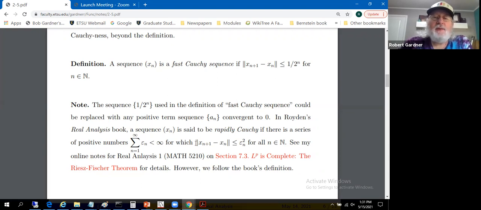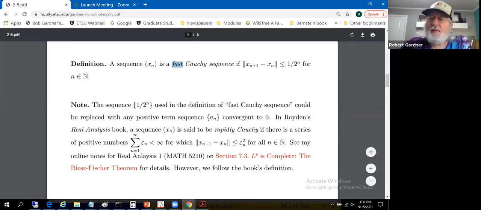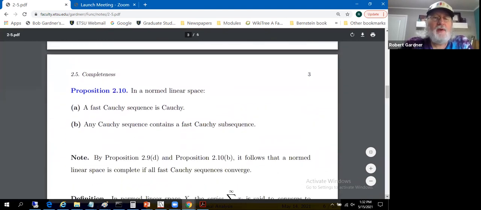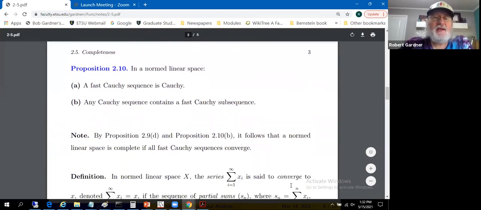Anyhow, you might see this somewhat different definition, similar but different verbiage, fast Cauchy sequence versus a rapidly Cauchy sequence. But we'll stick to Promislo's definition, but you may see this in other settings in your past or in your future. Proposition 2.10 says, in a normed linear space, a fast Cauchy sequence is Cauchy.